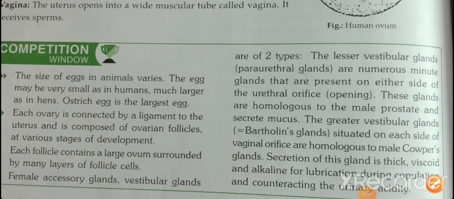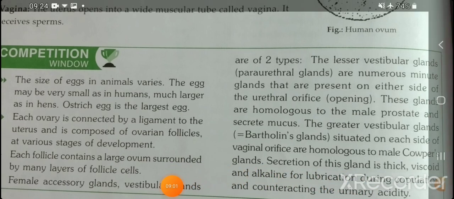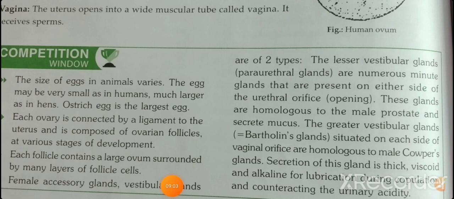So these two are some extra points you need to remember. And it secretes a thick, viscid and alkaline fluid for lubrication during copulation and counteracting urinary acidity. So copulation is nothing but sexual intercourse. So during that time, for the lubrication, this gland only secretes a thick, viscid and alkaline kind of lubrication.